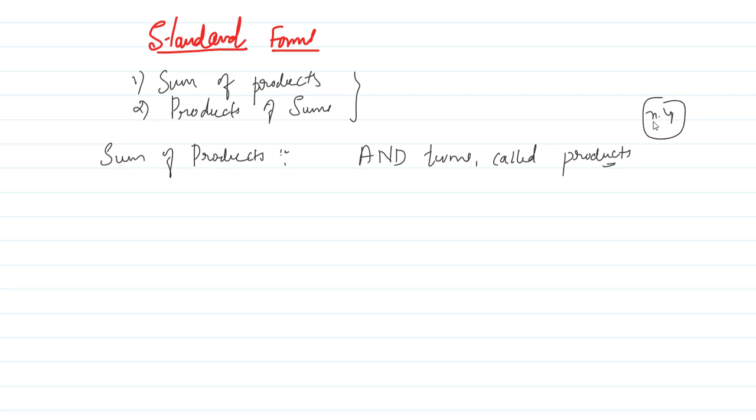X dot y means x product y, right? So these terms are called products, and these products can be ORed or summed with the OR gate. So these terms are nothing but ORing products or summing products. This kind of expression is called sum of products.